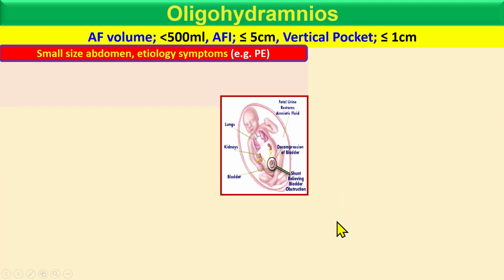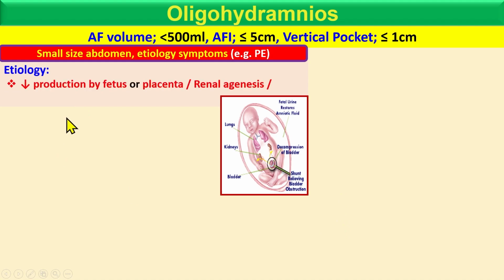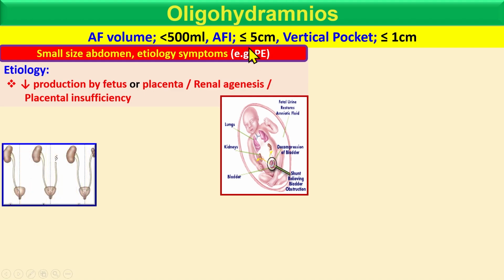If you look at the etiology, here it is the opposite: there is low production of amniotic fluid by the fetus or via the placenta, or there is a renal agenesis. Renal agenesis means the fetus cannot urinate, so this decreases the amniotic fluid level. Or if there is placental insufficiency, less blood is coming from the mother's side, so less amniotic fluid. So this causes the oligohydramnios.